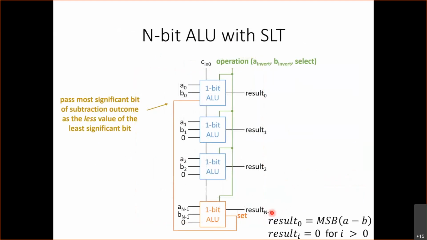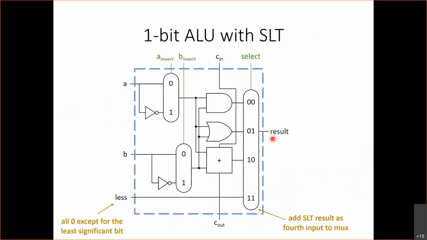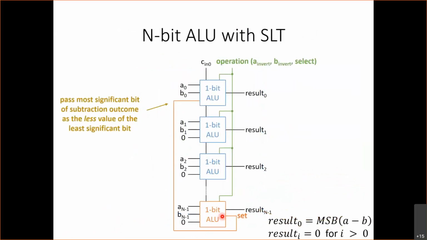So what we did is we took it out from here. So this is the 1-bit ALU for the most significant bit. We took set out from here and we turned it all the way around and brought it into the 1-bit ALU so that over here it comes in as less and it comes out as the result. Okay. So the answer is that we take set from the 1-bit ALU for the most significant bit, and we bring it in as an input to the least significant bit, and that's going to be our result. Okay. Any other questions?